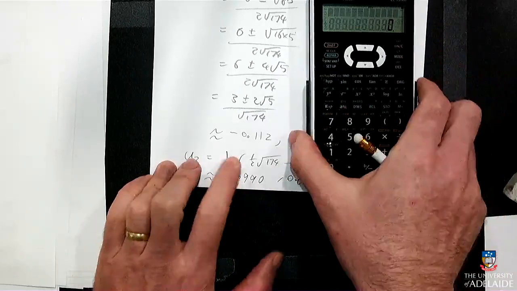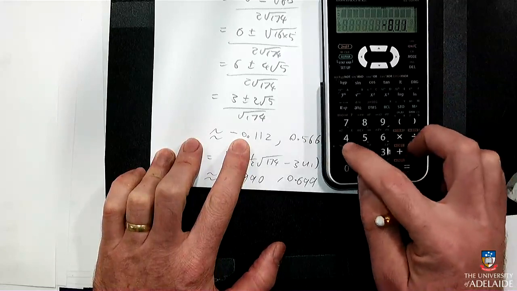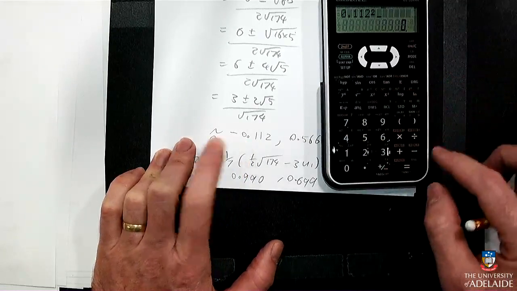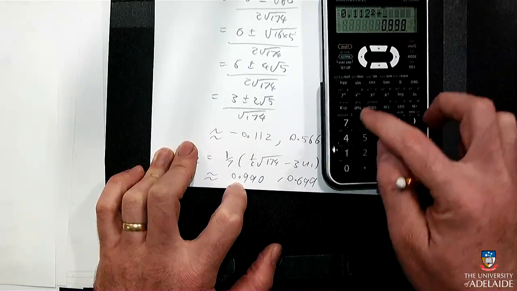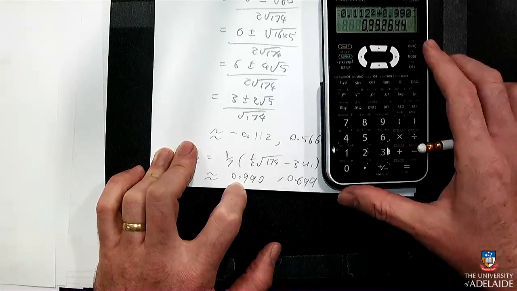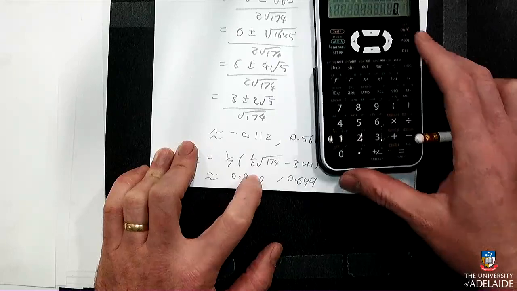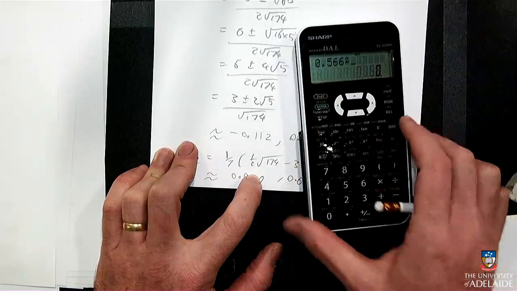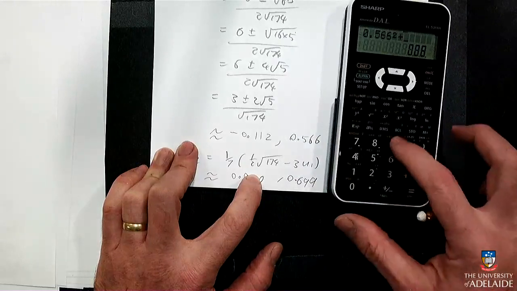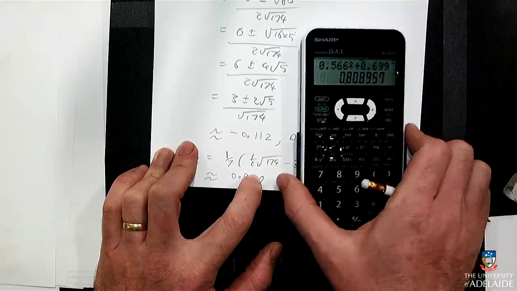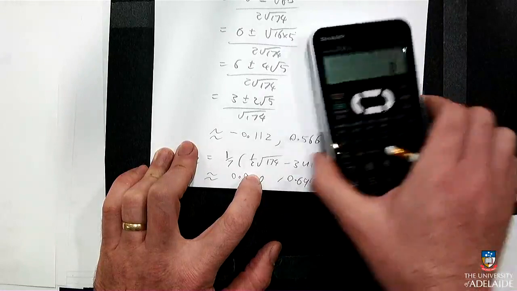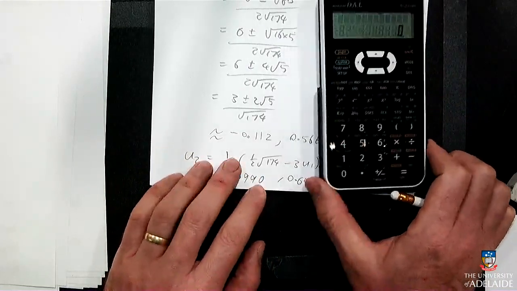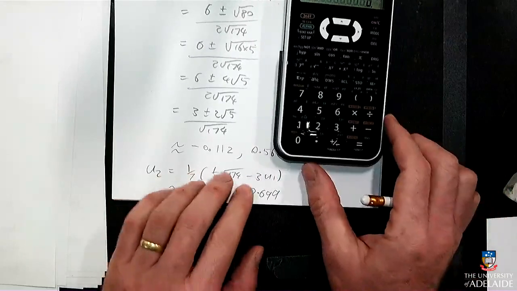And let's just check. Minus 0.112, well, I don't really need the minus, 0.112 squared plus 0.990 squared. It's looking pretty good. It's about 0.99, and 0.566 squared plus 0.699 squared. I feel like I've done something wrong there, because that's not adding up to anything close to 1.